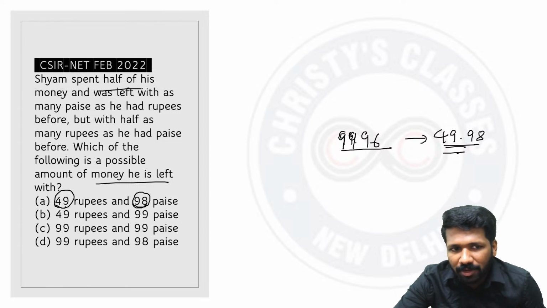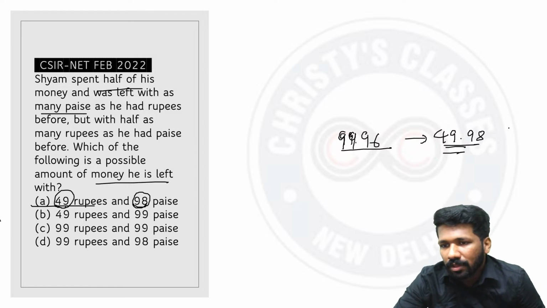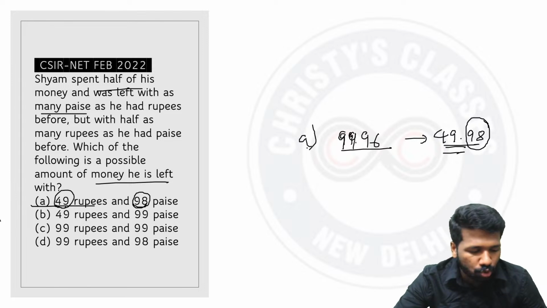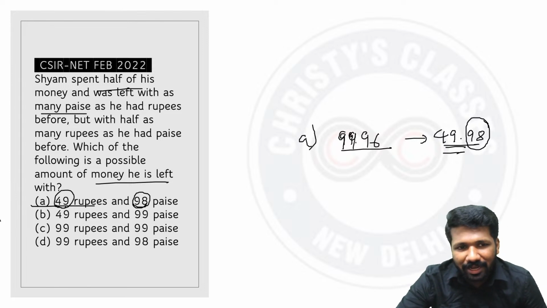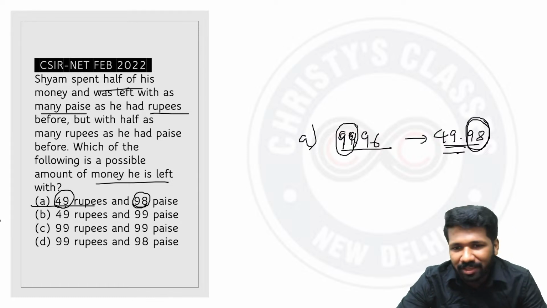So 99 rupee 96 paise will be the money that he had initially. Then if only half the money is spent, he will be left with this money. Now there is one more condition told. He was left with as many paise as he had rupee before. As many paise means he is now left with 98 paise if option A is true. That is the rupee he had before, 98 paise, but here it is 99 rupee, the rupee he had before. So clearly this option is wrong.